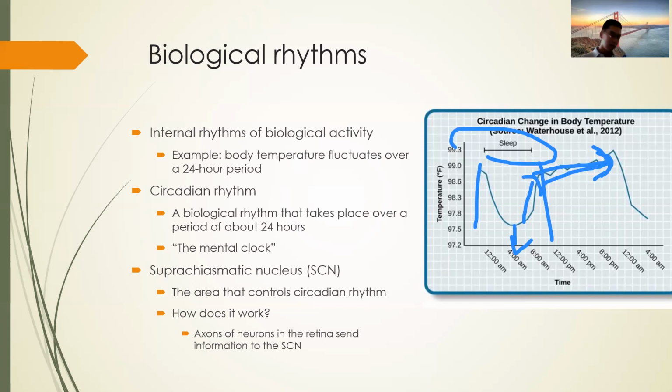There's a small part inside the hypothalamus that is called the suprachiasmatic nuclei, or SCN. That area is a bundle of neurons. There are a lot of neurons, bundled together, so it's called a nuclei. Nuclei is a group of neurons that are together. The SCN controls the circadian rhythm.